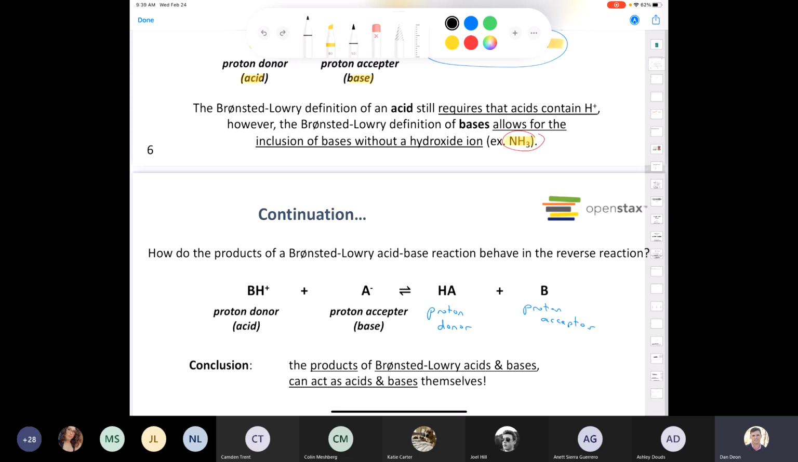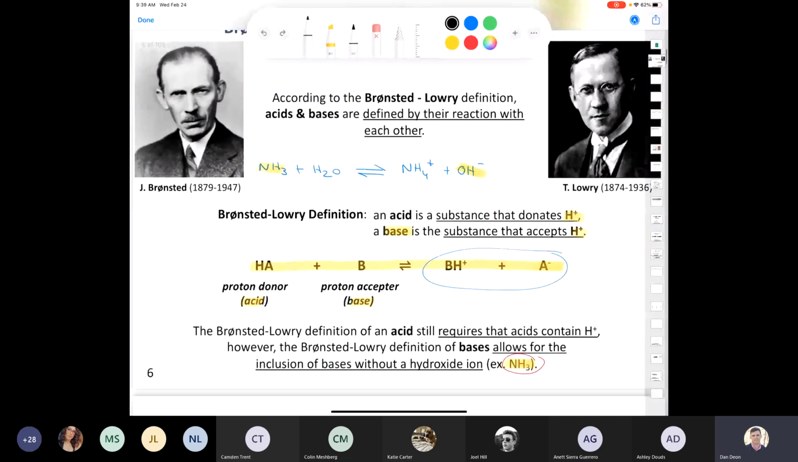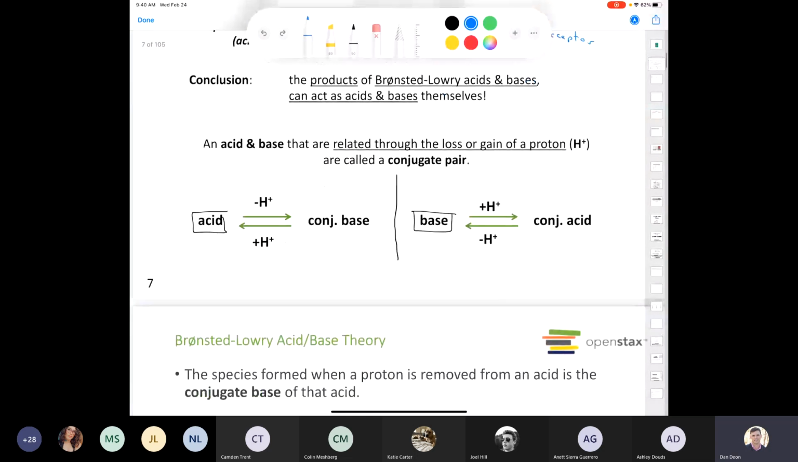There we go. So if we go back to this equation right here, BH plus right here, what would this be? This would be my conjugate acid, and A minus would be my conjugate base. Why? Because when you look at the reverse reaction, this is donating a proton, and this is accepting a proton. So, conjugate acid-base pairs.